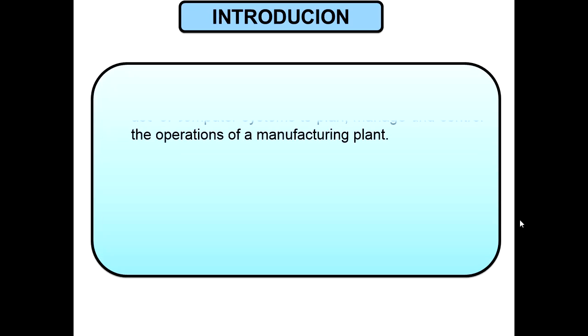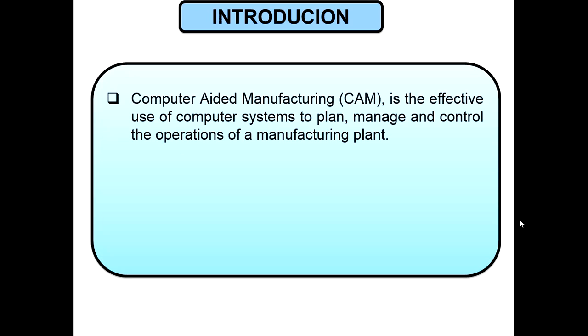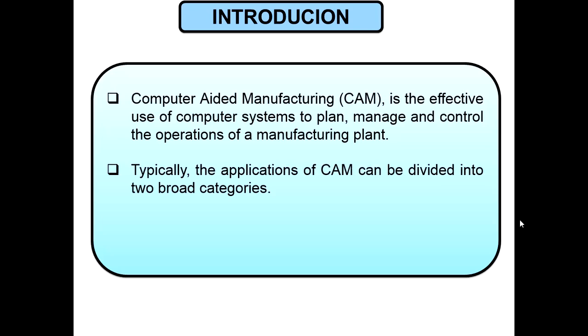Then we have the next one, that is computer aided manufacturing. It is the effective use of the computer system for planning, managing and controlling the operations of the manufacturing plant. So we can say manufacturing activities can be planned, managed and controlled, and this can be done by using the computer, which is used widely in nowadays activities.